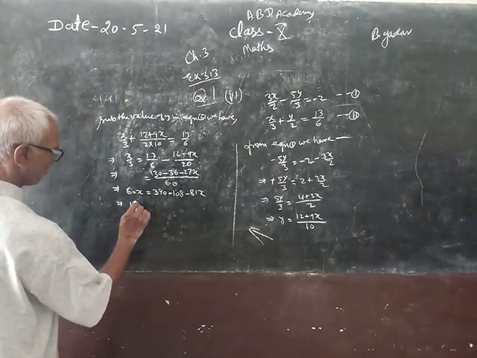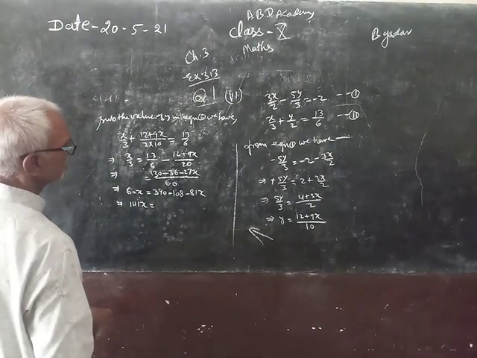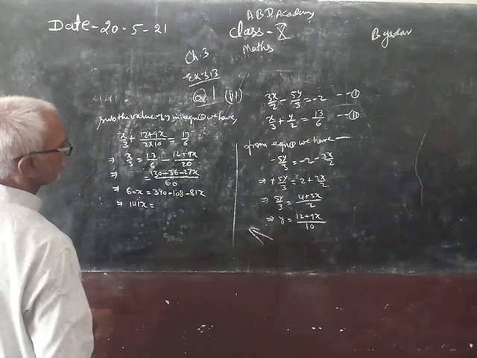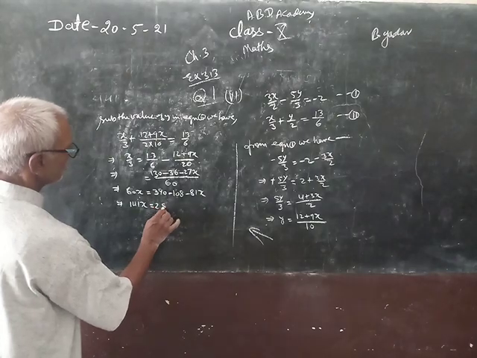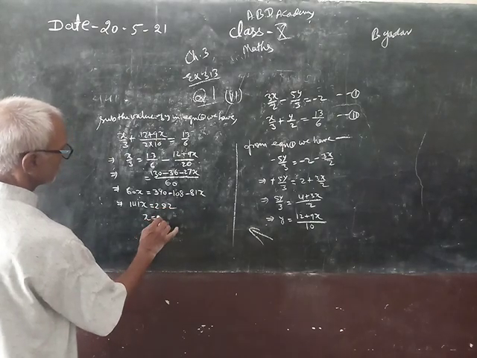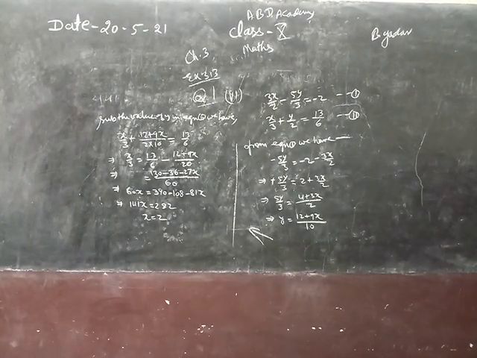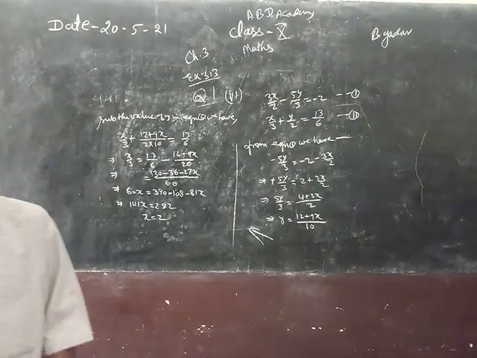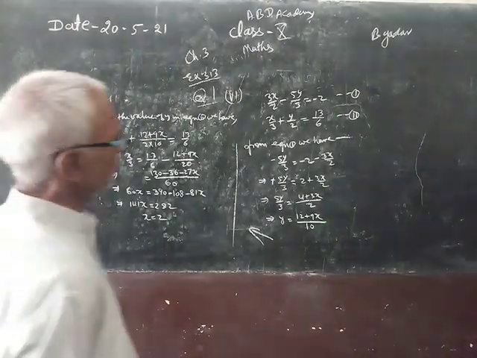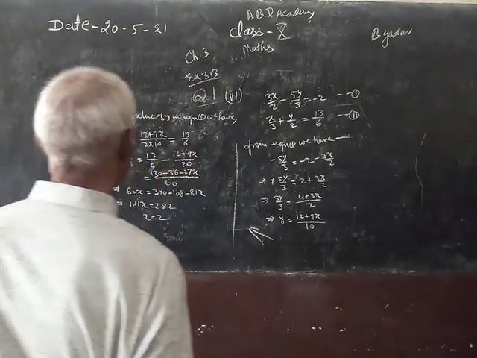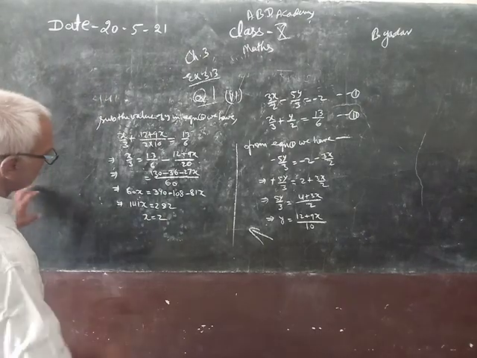It will be 141x is equal to 390 minus 108, which gives 282, by which x comes to 2. So see, the sum looks difficult, but the coefficients are given in such a way that it becomes very simple.